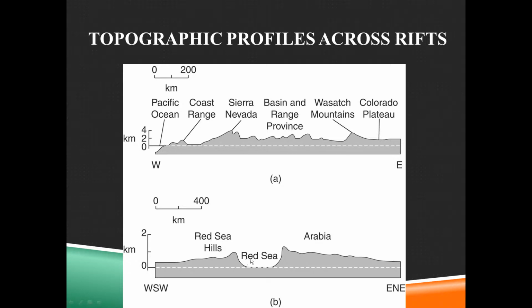If we come down and look over in the Middle East at the Red Sea, we have Arabia on the east-northeast side, and we have the Red Sea Hills on the west-southwest side, and the Red Sea between them. We have ridges on either side of the Red Sea. So the land is rising right up until it gets to the big basin, which is now so low and deep that it's been filled with a sea.